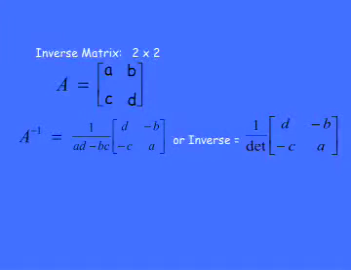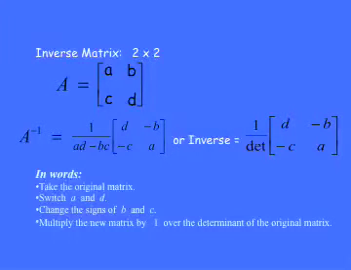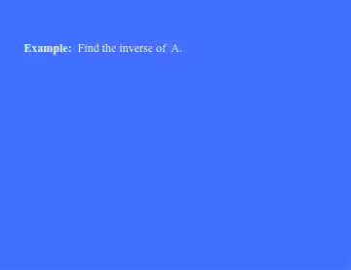The new matrix is created by taking the original matrix, switching A and D, and changing the signs of B and C. So make sure that you notice that B and C keep their original positions and just change signs, and it's only A and D that switch positions. And we multiply that new matrix, as I said before, times 1 over the determinant of the original matrix. So let's look at that with this example.